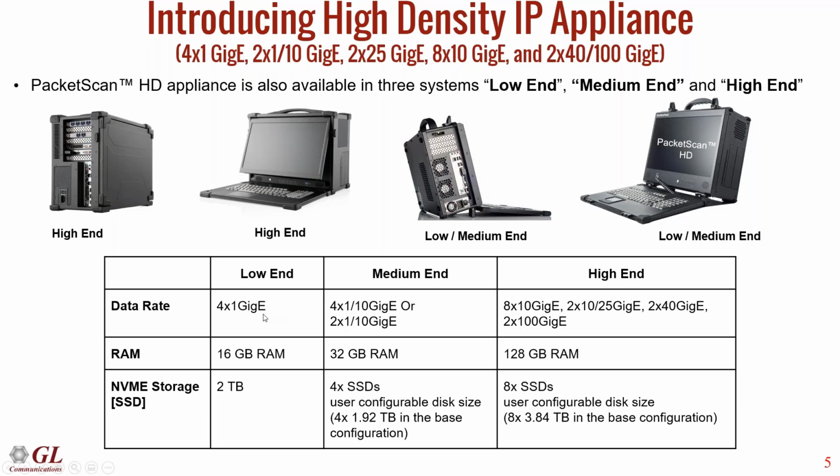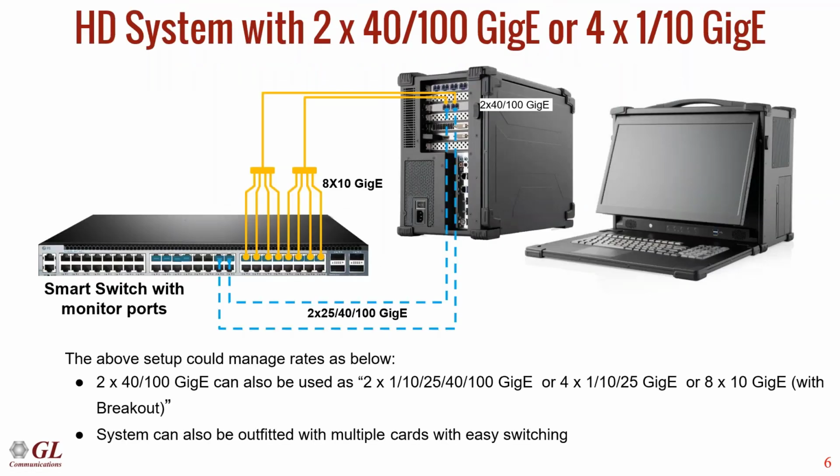So we can put whatever type of specialized network interface card that you're interested in into these lunchbox PCs. We can put combinations of them as well. So whether you want a 4x1/10 or a 2x1/10, or 8x10, 2x40, all these different configurations are possible depending on what type of high-speed Ethernet network you are looking to capture across. Okay, so that's what the solution looks like.